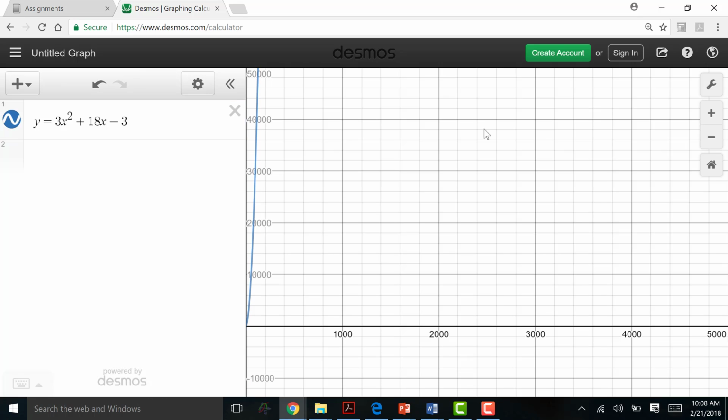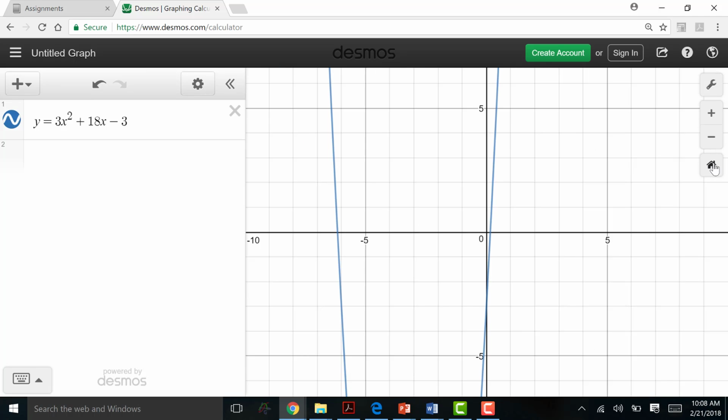Alrighty, what's wrong with my window? Too big. So I'm going to hit the home button because it puts it back in its normal mode. That's what I'm going to hit first. Now, I still can't see the whole curve. Question: should this open up or down? Concave up or down? Why? A is positive 3. Remember the a value is positive, so it should open up. So I can't see the bottom of my curve, so I'm going to change my y-axis so I can see the bottom of my curve.